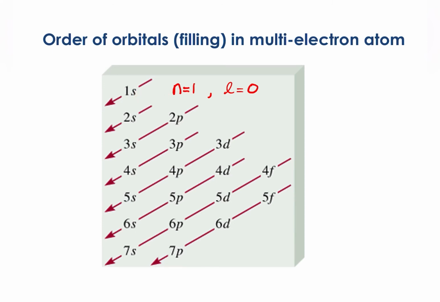So, for the second energy level, we have n equals 2. So, possible L values are 0 and 1. So, that is why I have 2s and also 2p. Same case for n equals 3. Possible values for L are 0, 1 and 2. So, it means we can have 3s, 3p and 3d. And same case with the fourth energy level and so on.